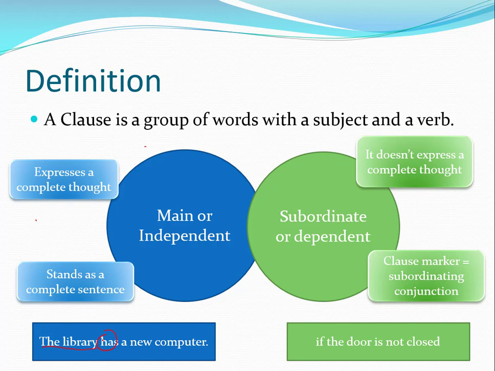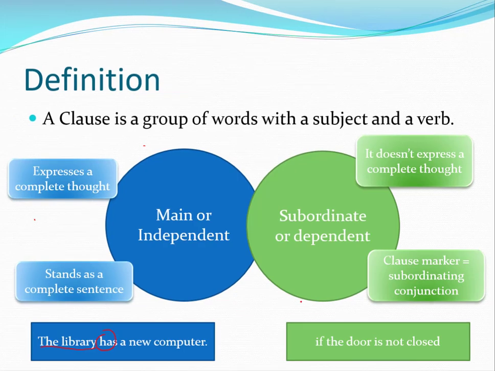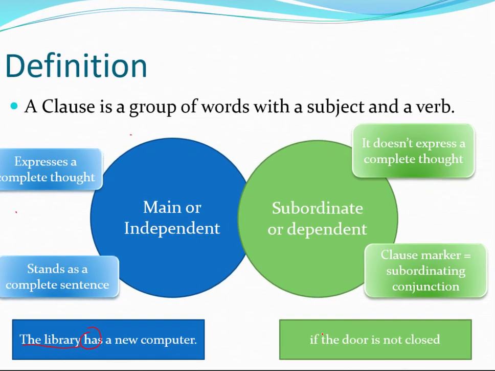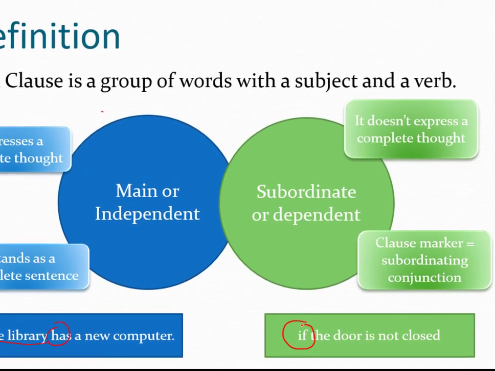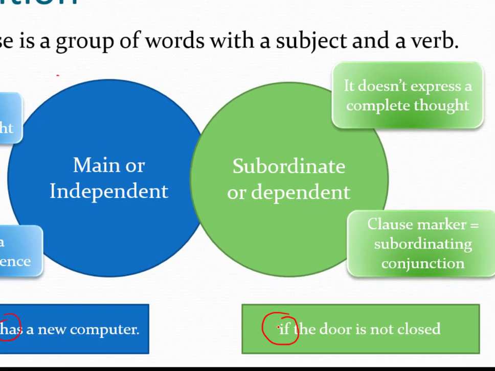One thing that I mentioned before is that an easy way for us to identify a subordinate or dependent clause is just to look at the clause itself and look for the clause marker. In this case, it's very easy to identify, and it's actually a subordinating conjunction. Can you spot it? Yes, right? Because it's really easy to do. So the clause marker in this case is if. Easy.